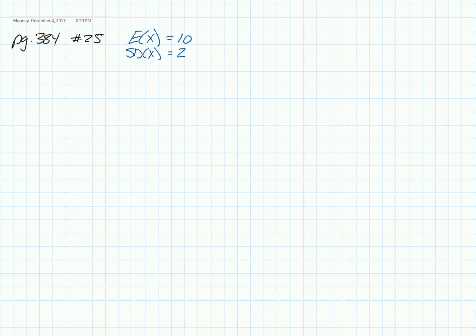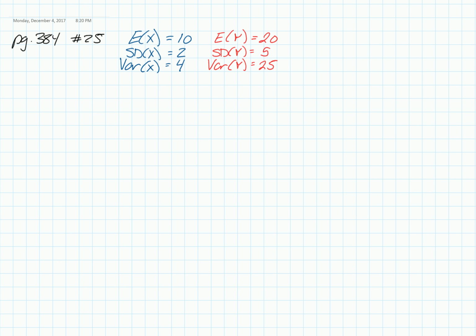Right away, I turn that into a variance as well. So the variance of x is 2 squared, which is 4. The other random variable is y. Y has an expected value of 20 with a standard deviation of 5, which means the variance of y is the standard deviation to the second power, which is 25.